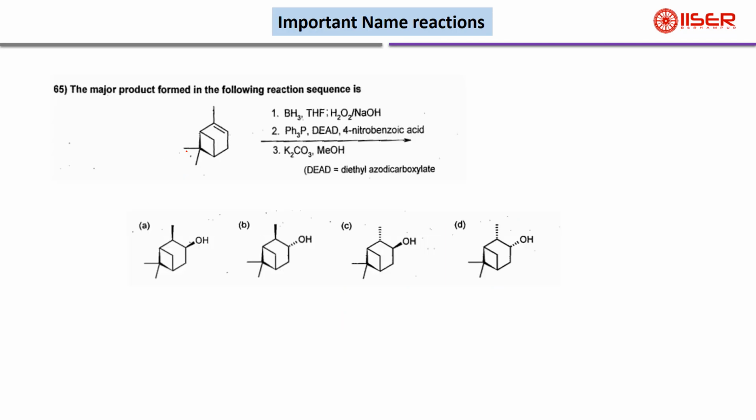What will be the major product formed in the following reaction sequence? So this is after 3 steps. All these reactions we have studied. The first one is hydroboration reaction. The second one is PPh3 DEAD. Whenever there is diethyl azodicarboxylate and PPh3, this is a Mitsunobu reaction. That is a Mitsunobu reaction.